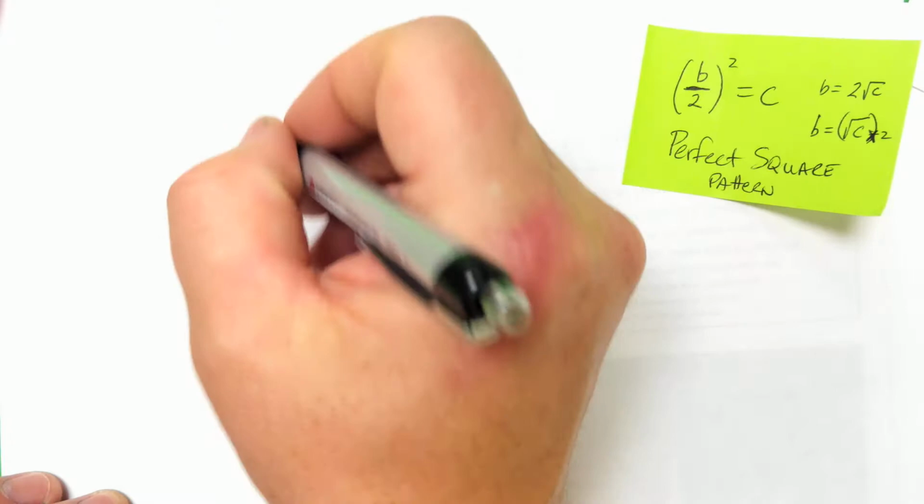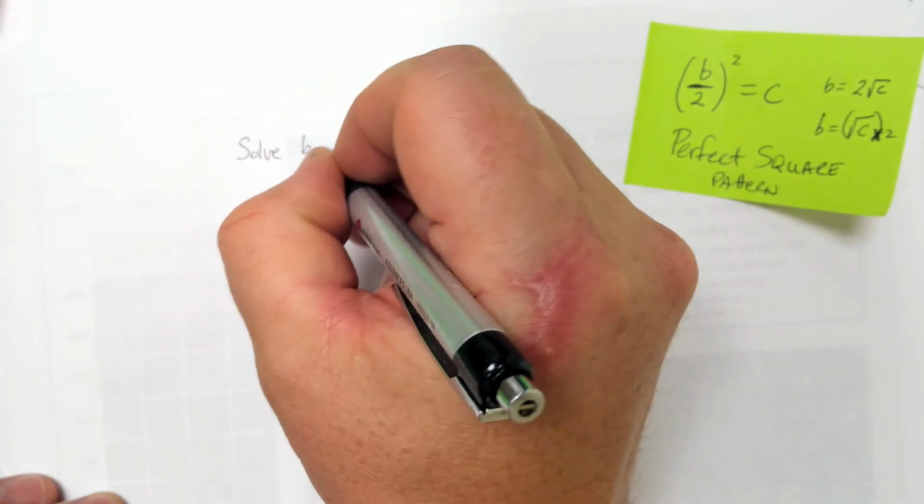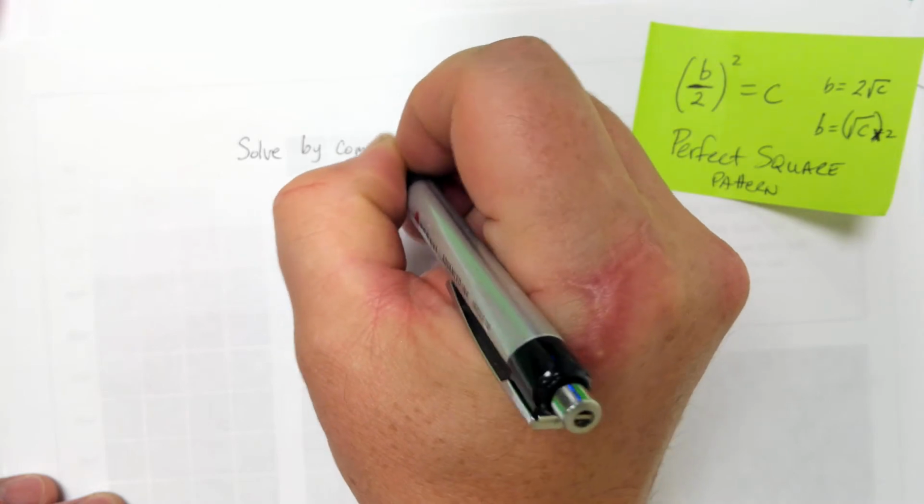So here's what we're going to do. Let's say we had to do something like solve by completing the square.